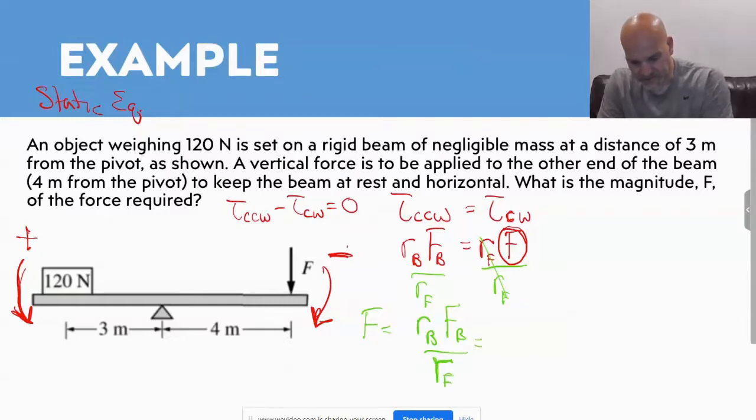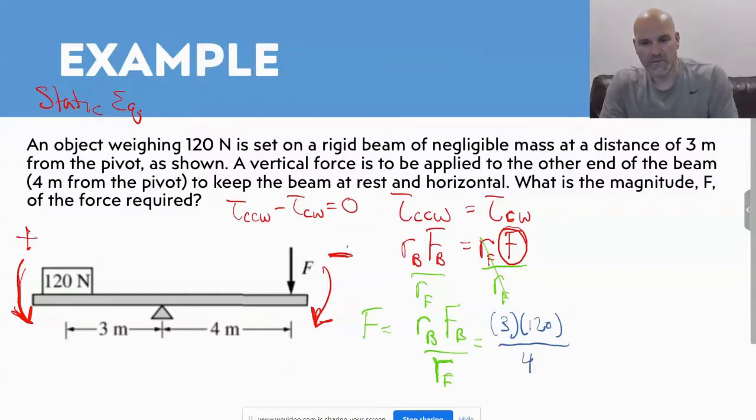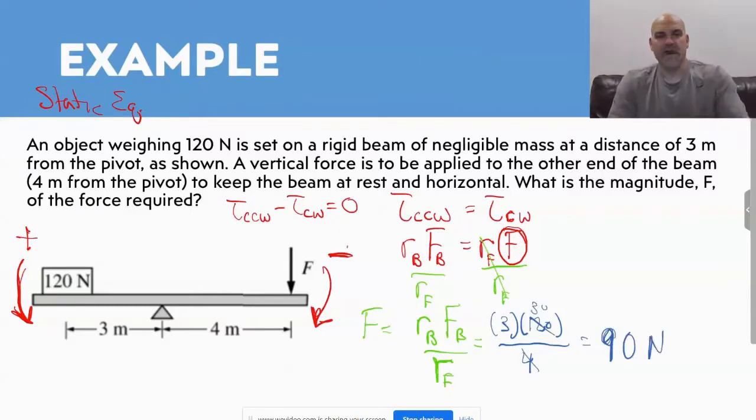Now I just plug in my numbers. The block is 3 meters away, has a weight of 120 newtons, and then F is going to be applied 4 meters away. So this is really 3 times 30. We know we need to apply 90 newtons at 4 meters away to get these to balance.